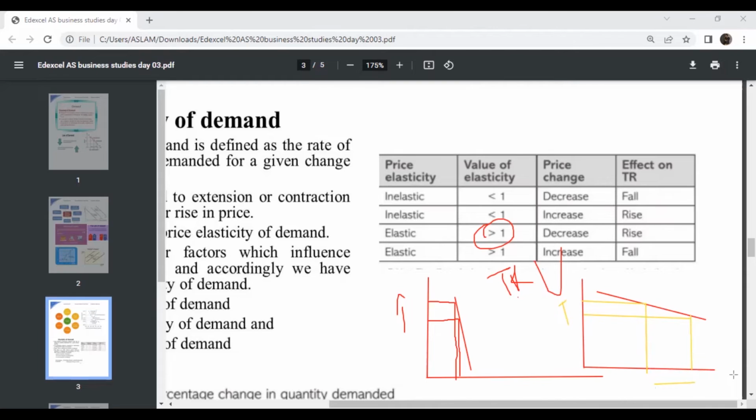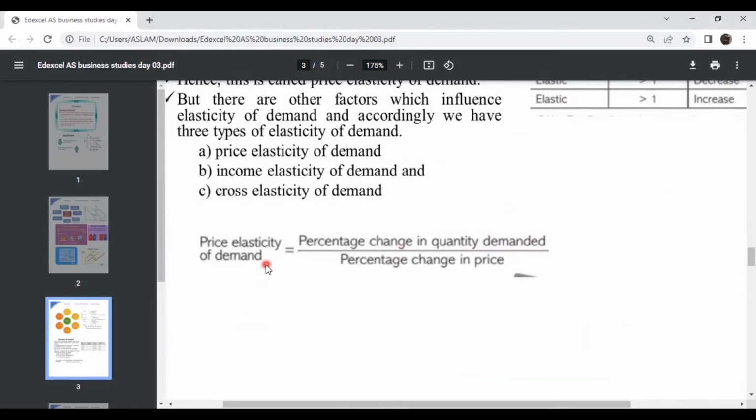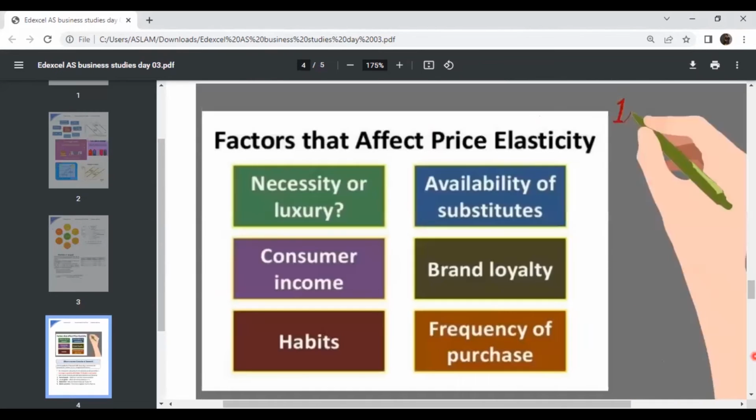In elastic demand, if I want to increase my revenue, I should increase my demand, so I should decrease my price. If I want to decrease my revenue, I should increase the price. That's what it says. This is the formula: PED is equal to percentage change in quantity demanded divided by percentage change in price. Then we move on to the next part.